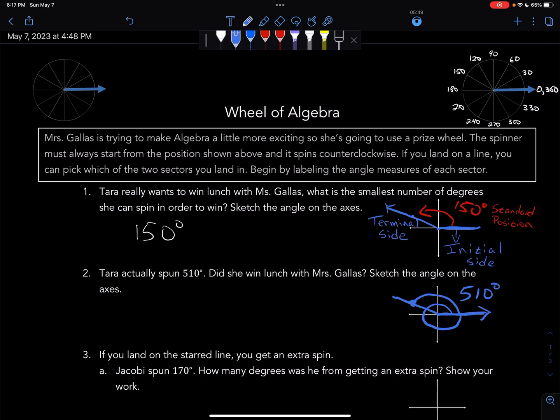So we knew where the angle was going to end up by doing 510 degrees minus 360 degrees. So we get 150 degrees. So that's how we knew that the terminal side of that angle was going to be right there. Moving on.